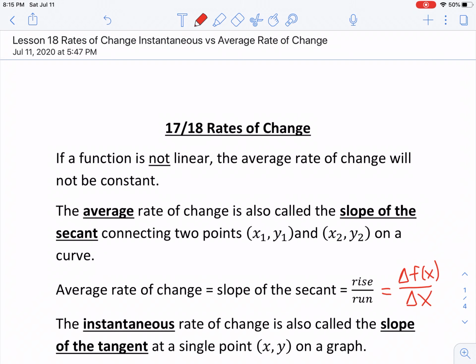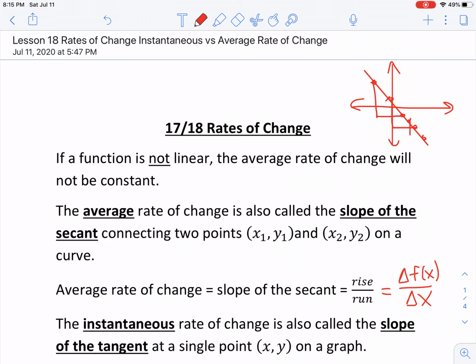So when we're studying rates of change, the first thing to think about is a linear relation. A linear relation, or a line, we know that we can pick 2 points and we can find the average rate of change between those 2 points, which we also have called the slope.